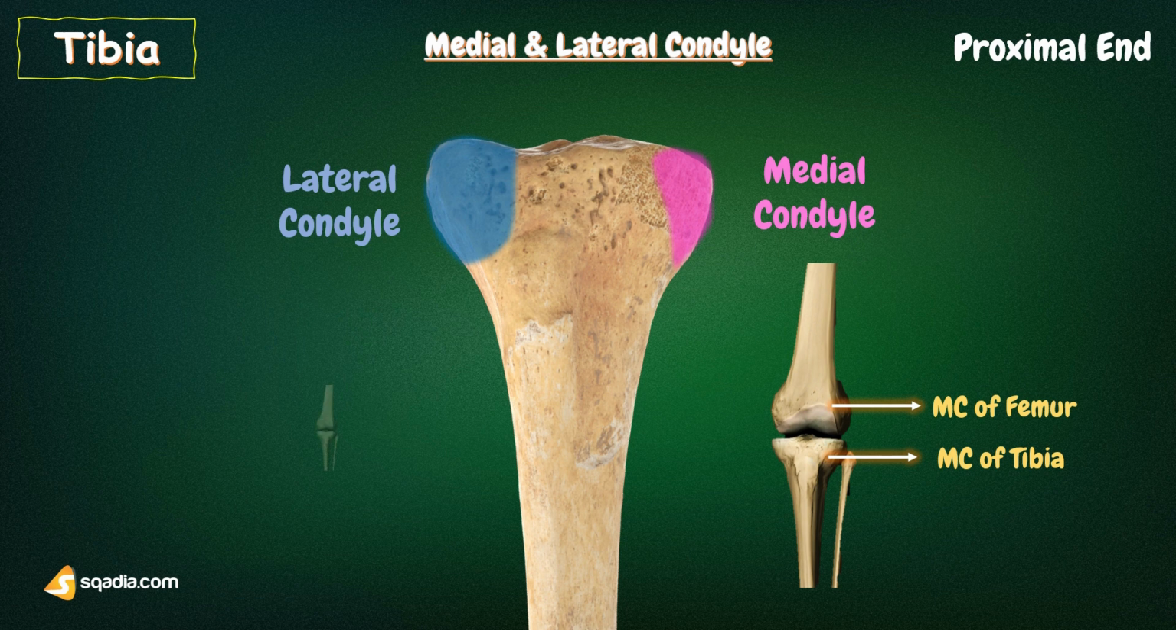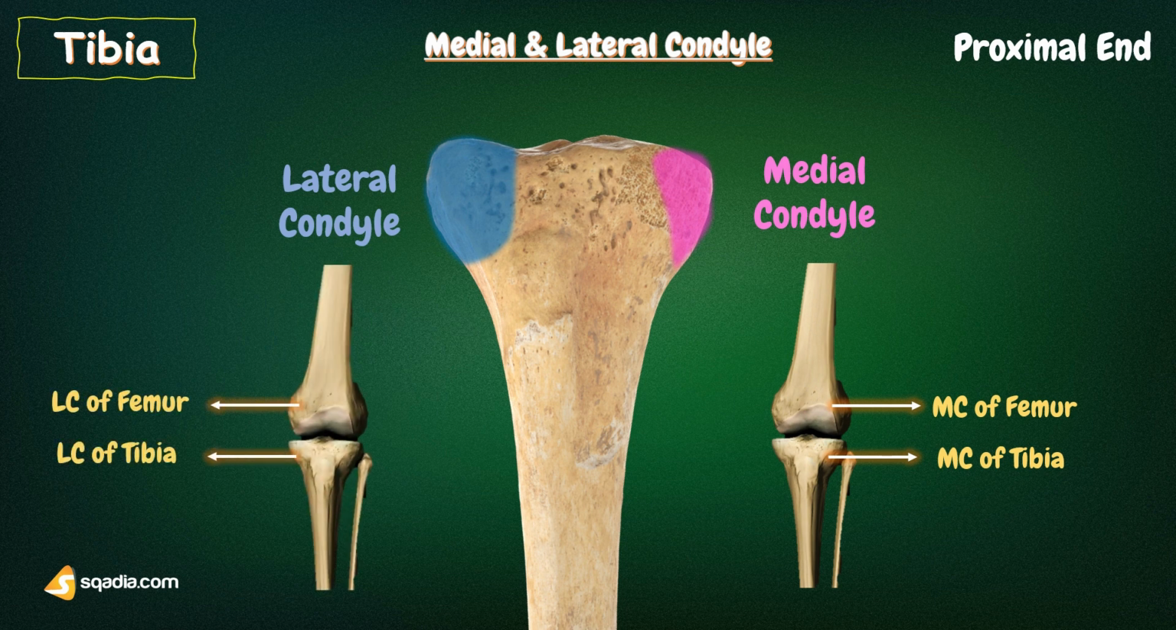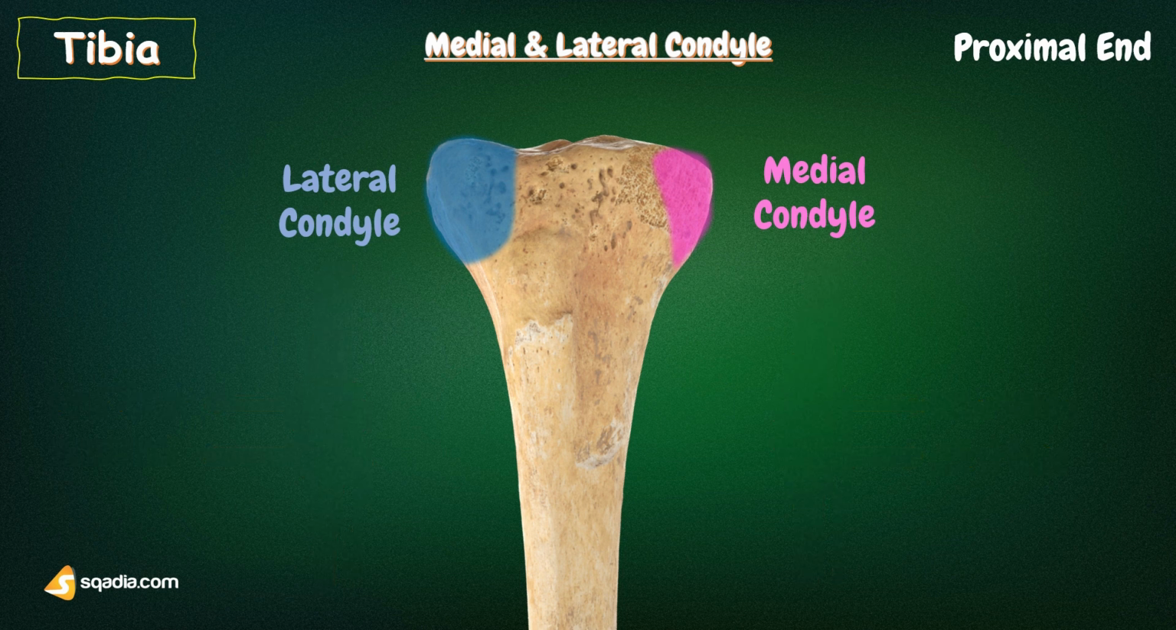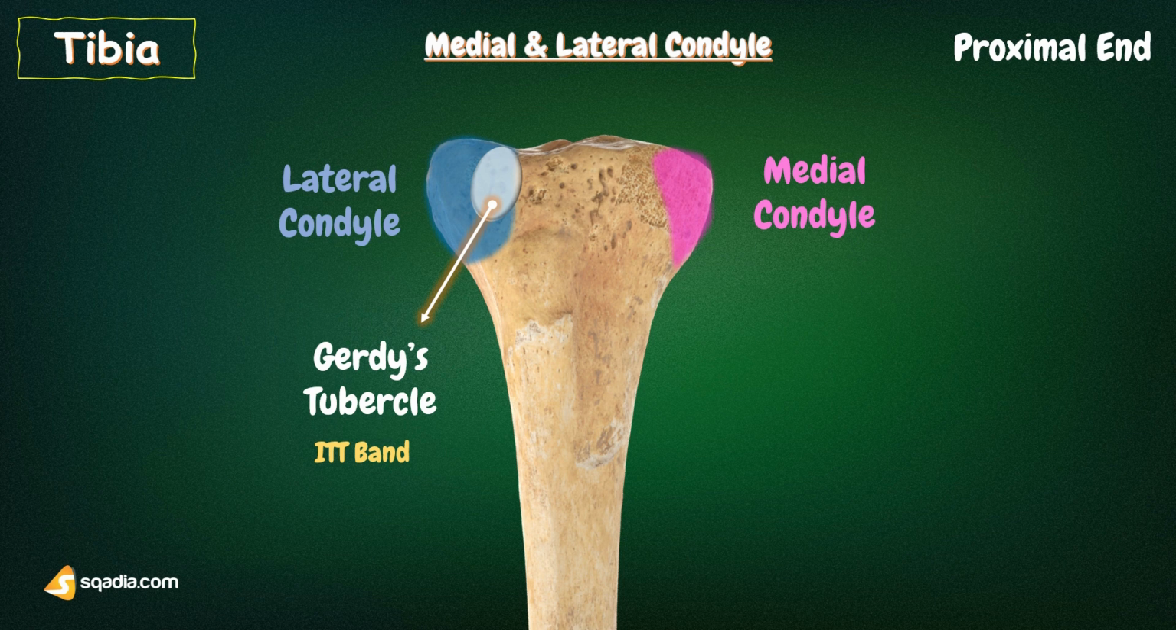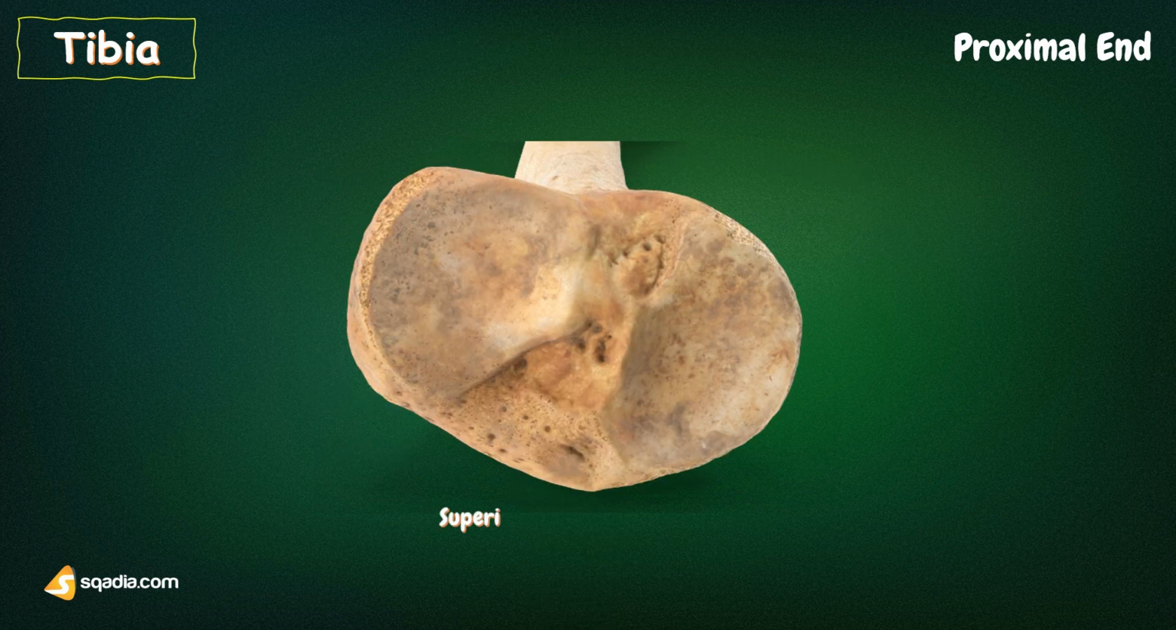The lateral condyle is shown here. It overhangs the shaft more than the medial condyle. The superior surface of the condyle articulates with the lateral condyle of the femur. On the lateral condyle, a tubercle called Gerdy's tubercle can be seen. This is a site where the iliotibial tract band attaches.